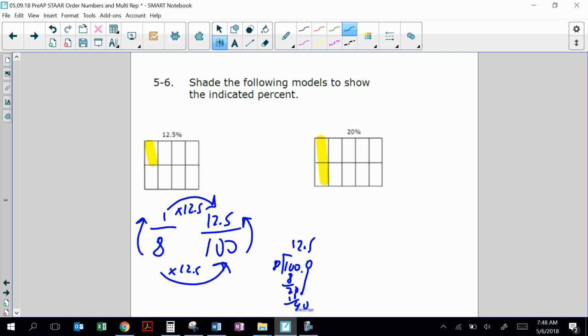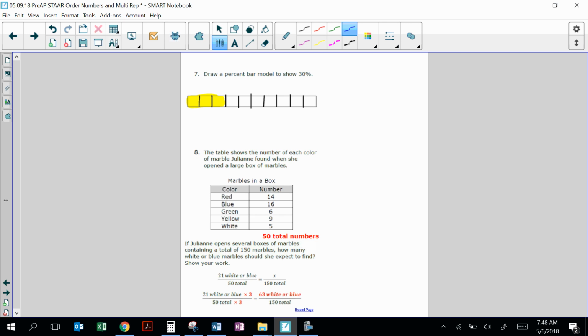So next one, 20%. 2 out of 10 is the same as saying 20%. Number 7, draw a percent bar to show 30%. What I did is I cut it into 10 equal parts and shaded 3 out of 10, which is the same thing as saying 30%.